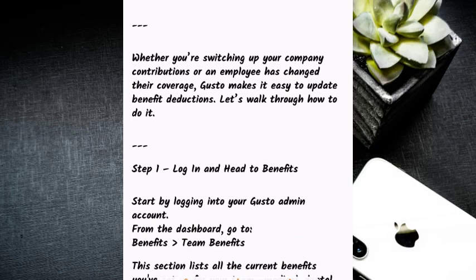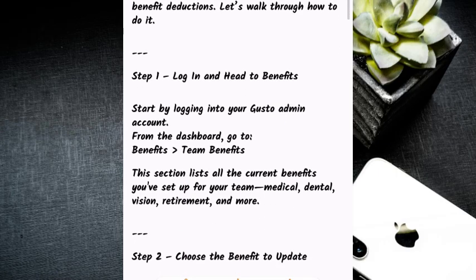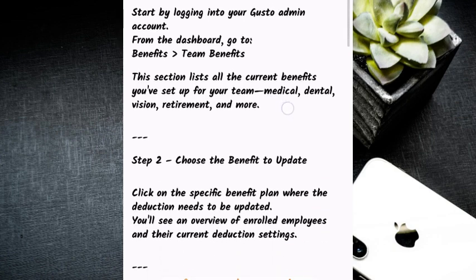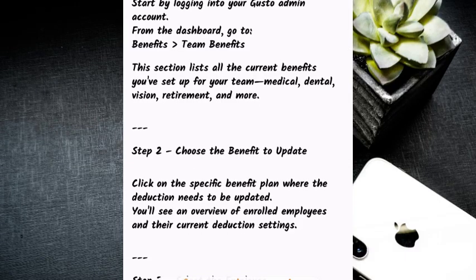Step 1. Log in and head to benefits. Start by logging into your Gusto admin account. From the dashboard, just go to benefits and team benefits. This section lists all the current benefits that you've set up for your team: medical, dental, vision, retirement, and more.